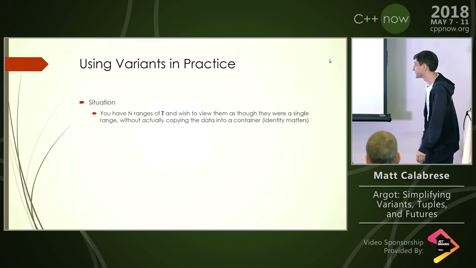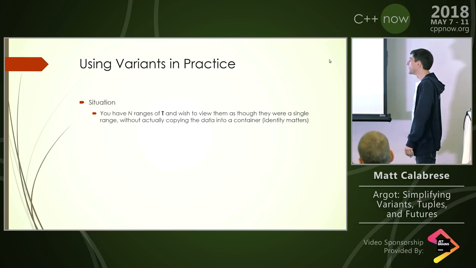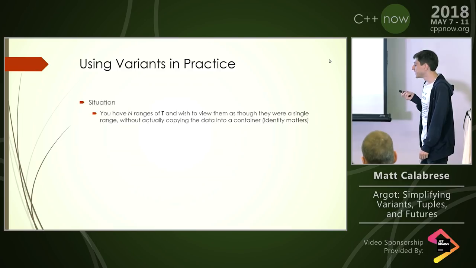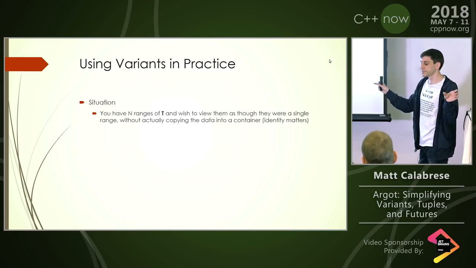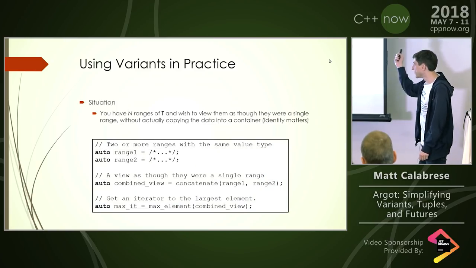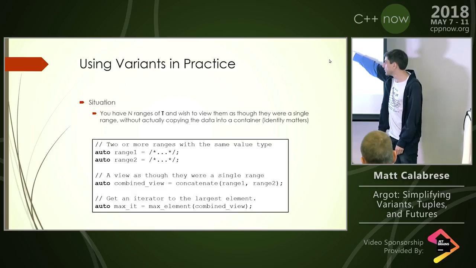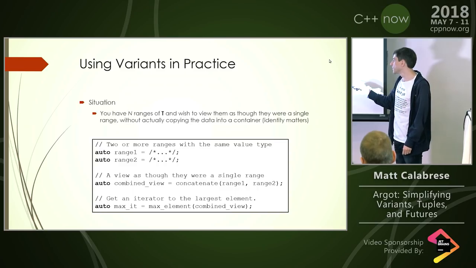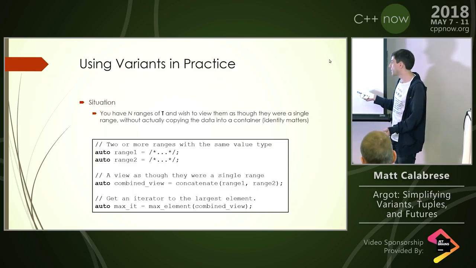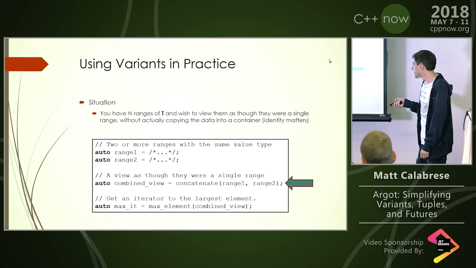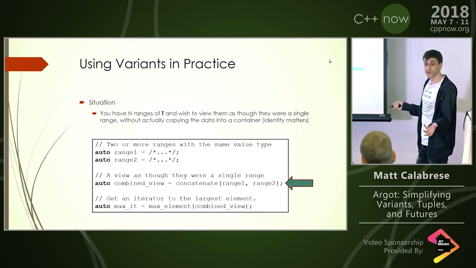So, using variants in practice. Imagine you have a set of ranges, like you're implementing something like the ranges TS. And you want to create a function that logically concatenates a bunch of ranges together without copying them into their own container. So you get a concatenated view of a whole bunch of different ranges. An example of that here: imagine we have some range 1, range 2, and here's the operation I'm talking about, this concatenate. What we want this to do is return a combined view of these ranges, so you can treat it as one range overall. And then we want to be able to run algorithms on it as if it was a single range. So it's kind of a simple concept. Does everybody understand the concept here?